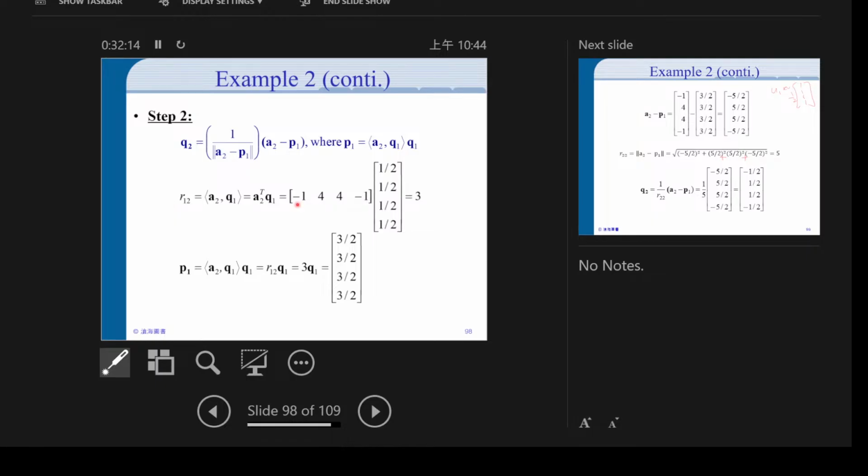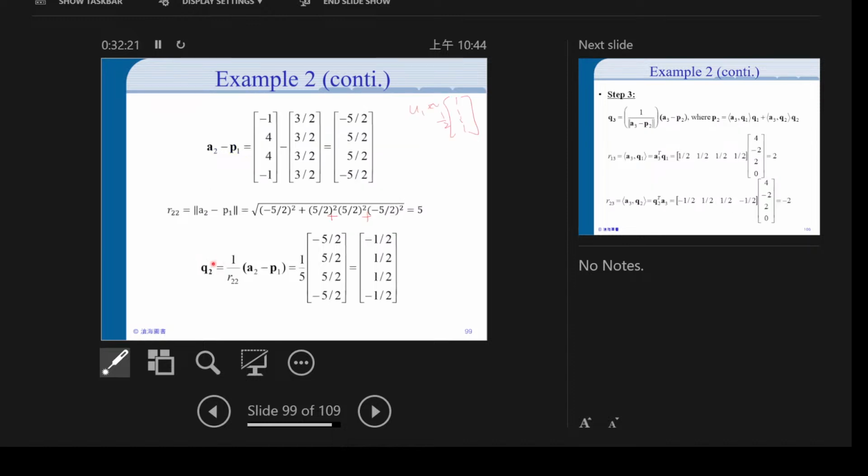So this is a multi-step calculation. We are only onto P1 here. Now we can calculate A2 minus P1. A2 minus P1 is (-1, 4, 4, -1) minus this (3/2, 3/2, etc.). Now this is just subtraction. So it's -5/2, 5/2, 5/2, and -5/2.